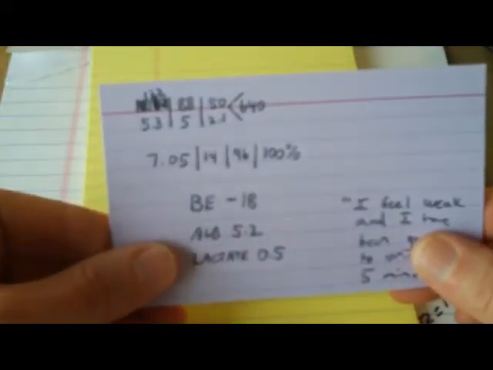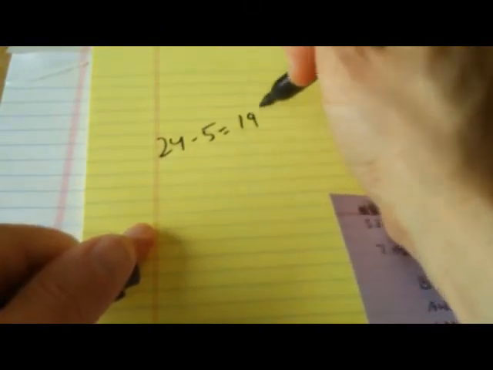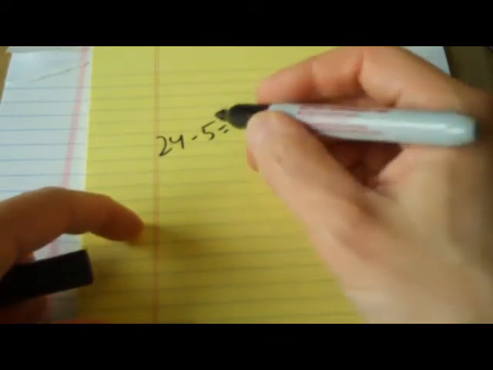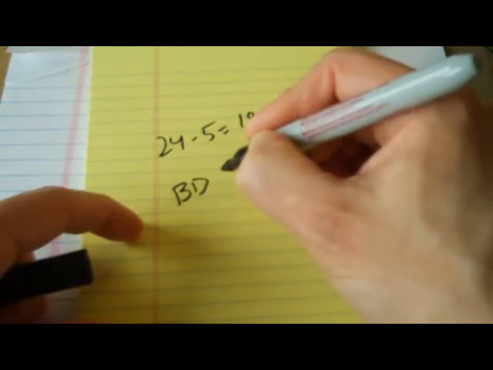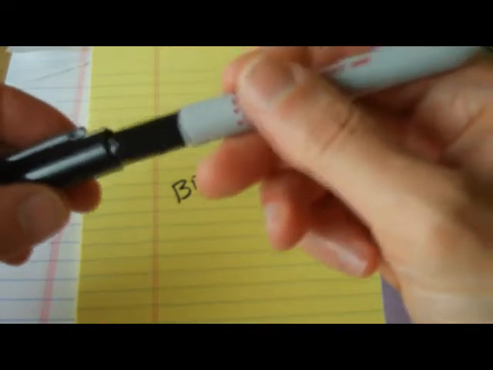So let's say we have 5 bicarb here. You could take 24 minus 5 equals 19 and just use that as your base deficit. So this patient now, for the purposes of this, would have a base deficit of 19. And then you could just go on with the rest of your equations, and that works pretty well.